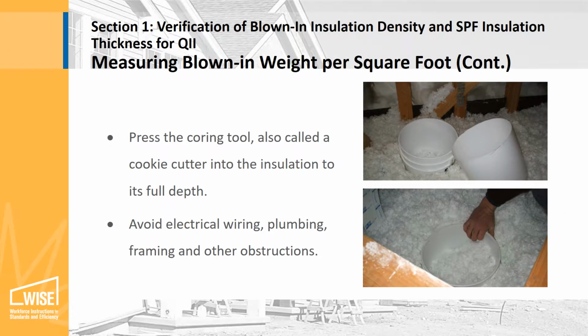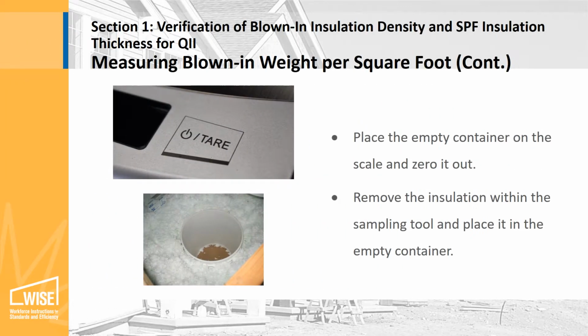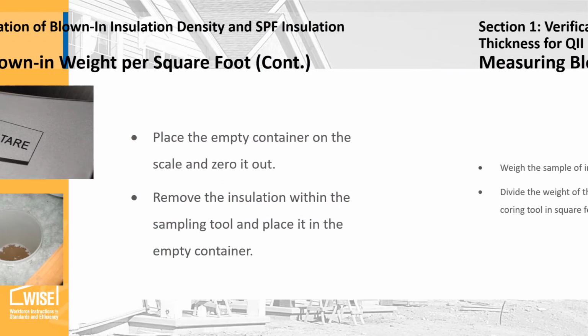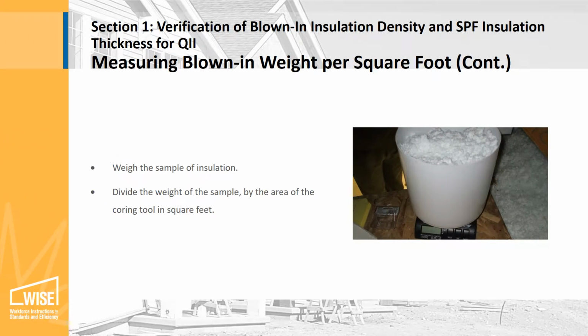The following steps are taken from the ICAA Technical Bulletin. You will need your coring tool, scale, and an empty container large enough to hold the insulation sample. Press the coring tool into the insulation to the full depth, being aware of possible obstructions hidden by the insulation. Place the empty container on the scale and zero it out. This will remove the weight of the container from the total weight, leaving you with just the weight of the insulation sample. Now move the insulation from inside the coring tool into the container. Record the weight displayed on the scale.